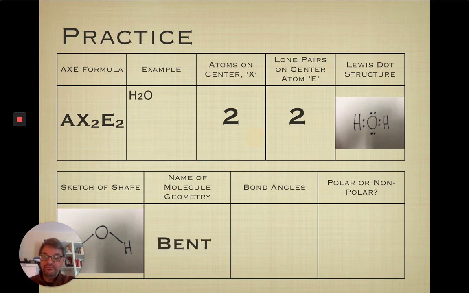The shape is a bent shape. And again, the shape refers to the atoms, the H, O, and H. The angle, 109 degrees. Okay? So water shape is a bent shape. Polarity, water is polar. And like I said, we'll get into that piece a bit in the next lesson.